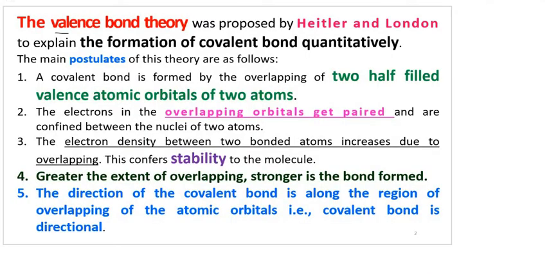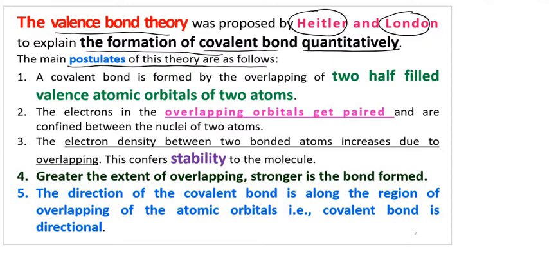The valence bond theory was proposed for the first time by Heitler and London to explain the formation of a covalent bond quantitatively. And the main postulates of this theory are, the first one, you can see that a covalent bond is formed by overlapping of two half-filled valence atomic orbitals of the two atoms.